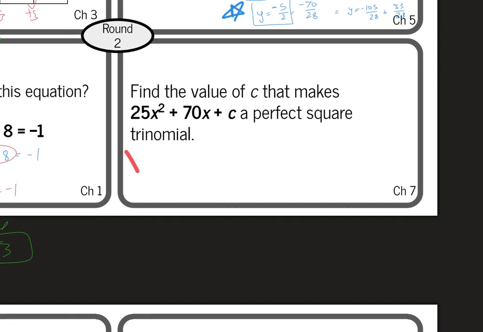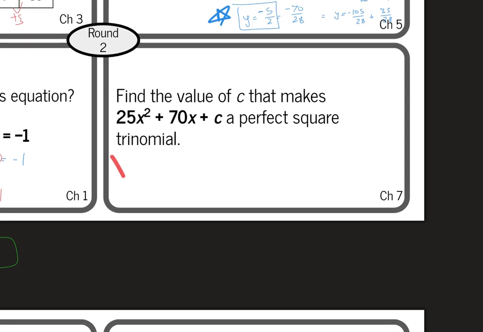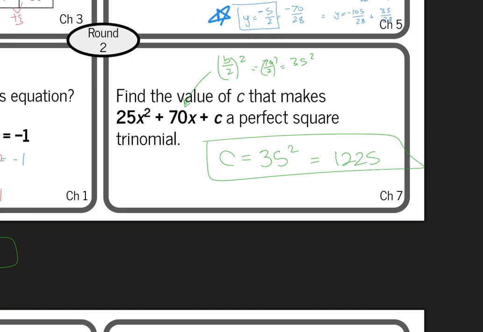Find the value of c that makes this a perfect square trinomial. We're going to be completing the square. So we're going to take b divided by 2 and square it. So you might think, what? We're going to do 35 squared, because that's 70 over 2 squared. So yes, you could just technically say c equals 35 squared, or you could multiply that out, and there you go.